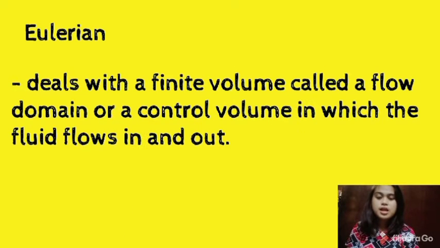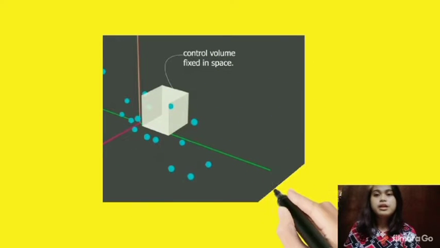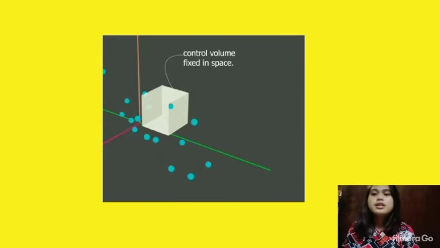This deals with a finite volume called a flow domain or a control volume, in which the fluid flows in and out. In this diagram, consider that the fixed position 3D box is a control volume where fluid flows in and out. Instead of tracking individual particles, the control volume is defined through field variables which can be scalar, like pressure and temperature, or vector, like velocity and acceleration.